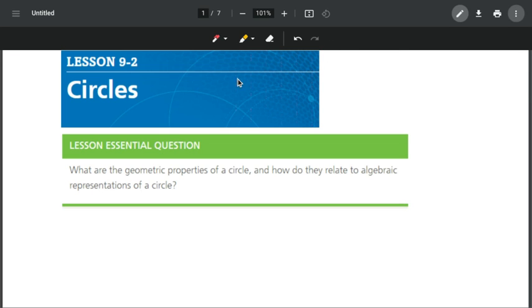Today we're going to be talking about circles. What we're going to do is look at the geometric properties of circles. We will review those and then we'll talk about how that's related to the algebraic representation.